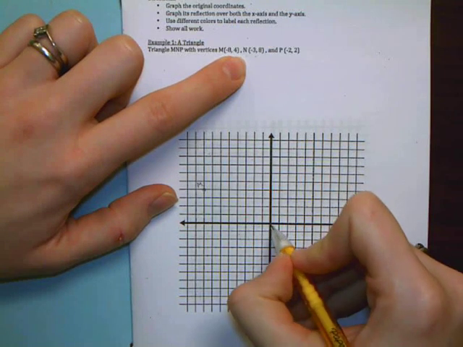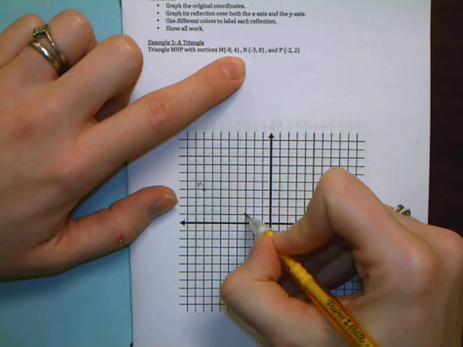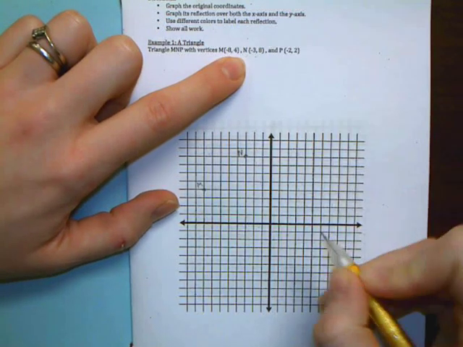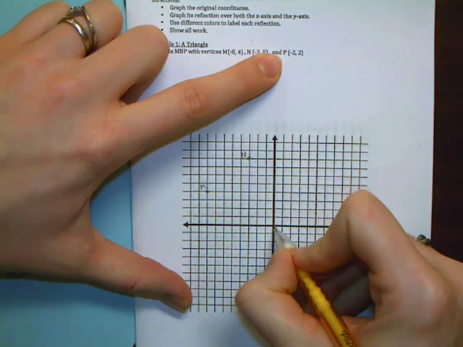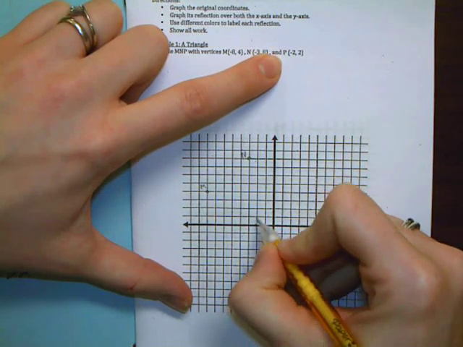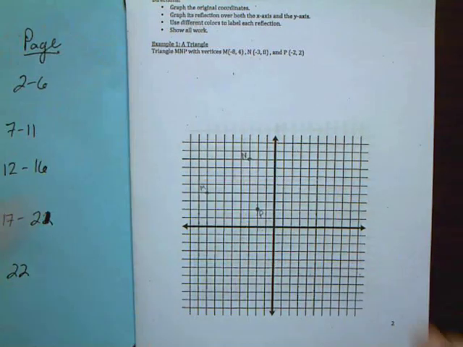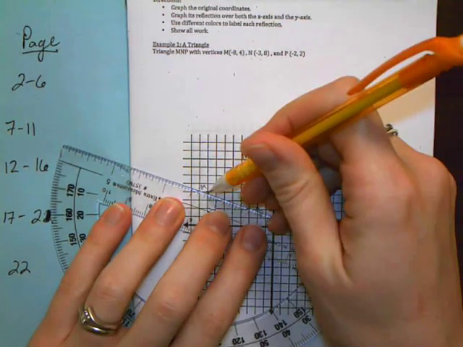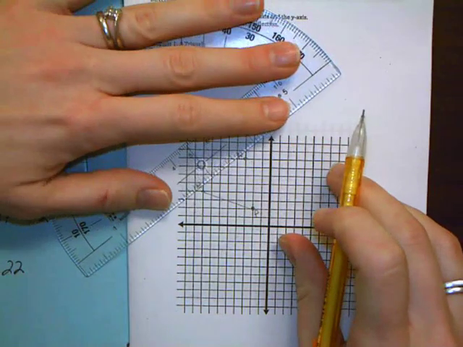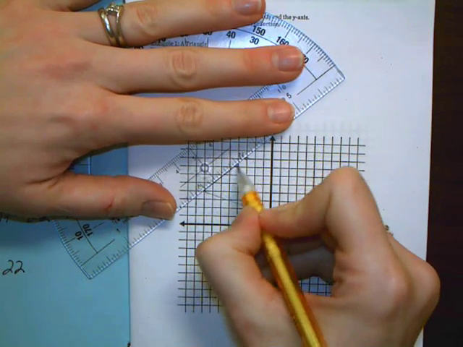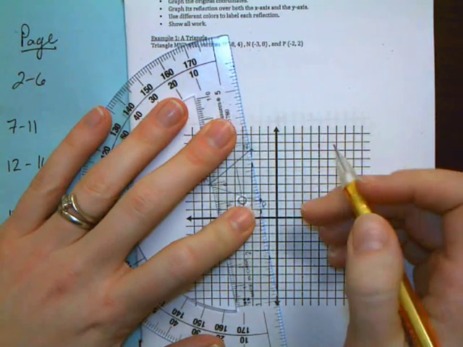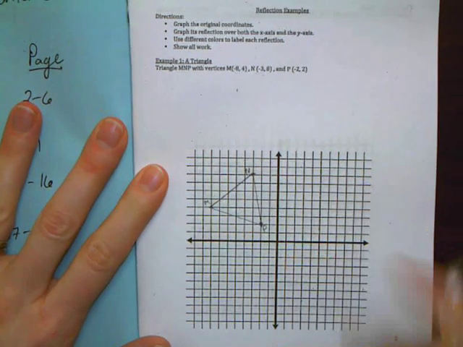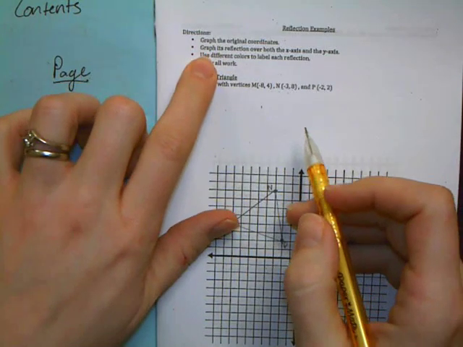Okay, now I'm going to go to N. I start back at my origin. I go to the left 3 and then up 1, 2, 3, 4, 5, 6, 7, 8. And I get the point N. And then my last point is point P. Back to the origin, to the left 2, and up 2, and label that point P. I'm now going to use a straight edge to connect these points and get myself a nice pre-image here. And remember, that is called the pre-image because it's our original figure. All right, so there's my pre-image.